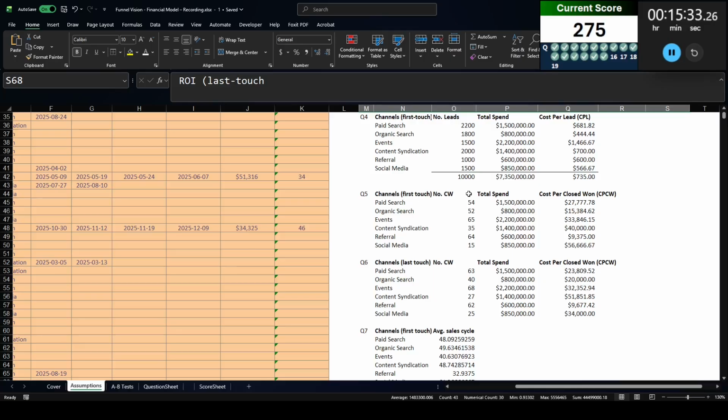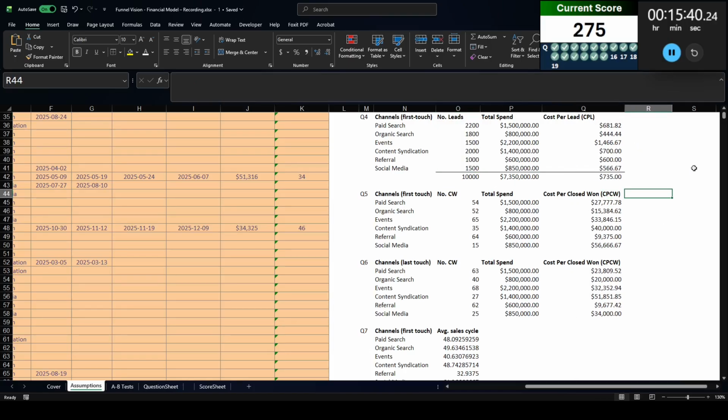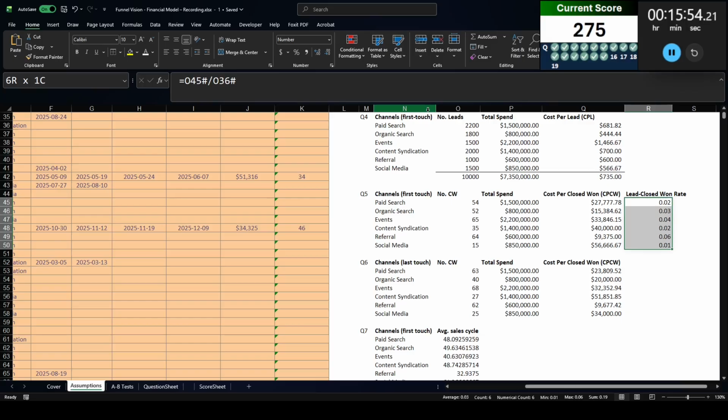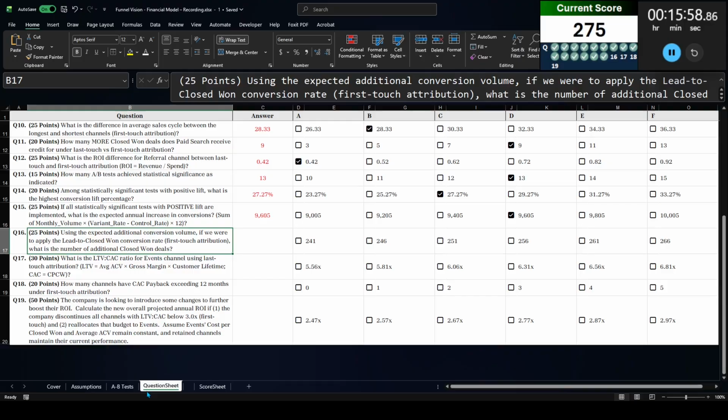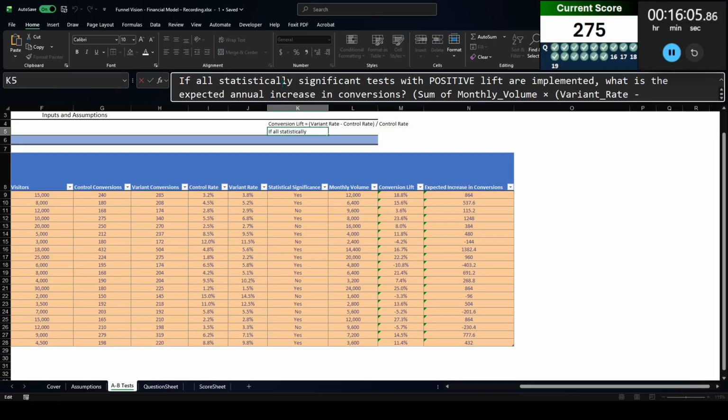All right, so here we have the number of closed ones for the first touch attribution. Here we have the number of leads. So let me just add another column for lead to closed one rate. So the number of closed one divided by the number of leads. These are both first touch. I am checking that to be sure. So there we have the conversion rates. Let me just give you a few more digits there. Right. And then let me go ahead and copy this so I can use this on this A/B test sheet.